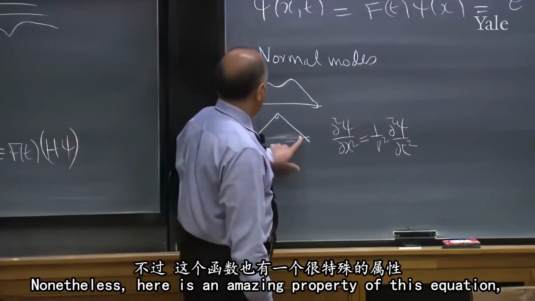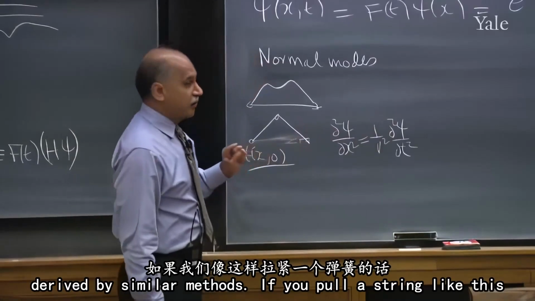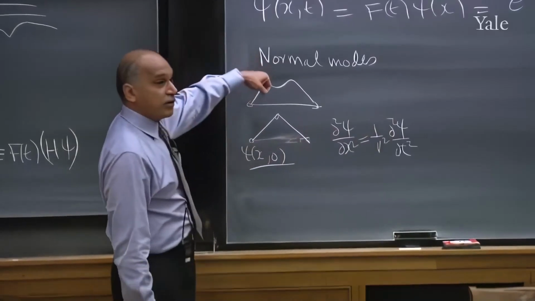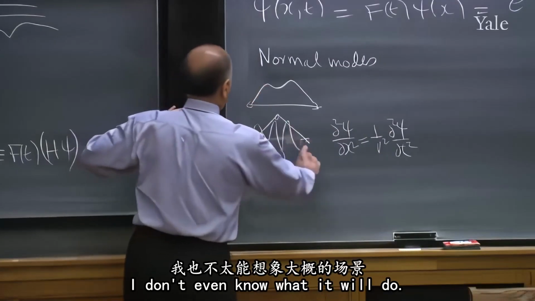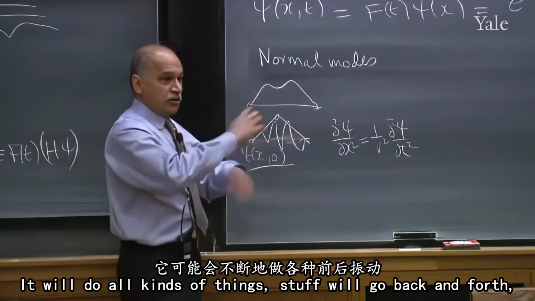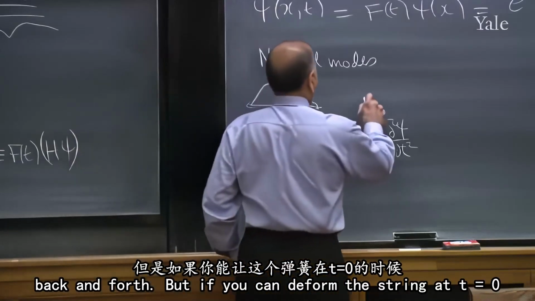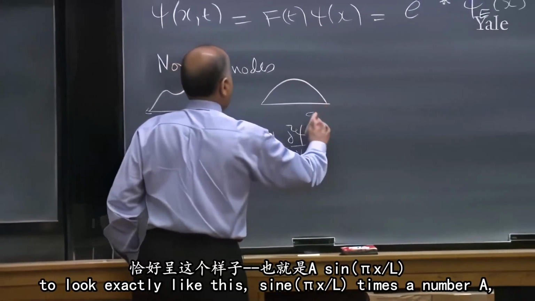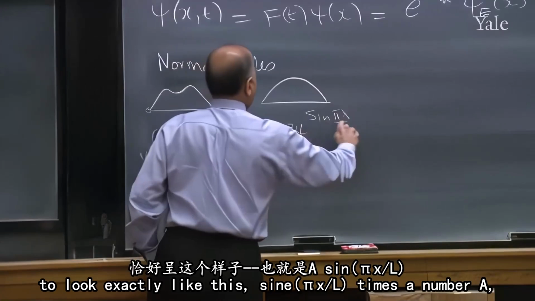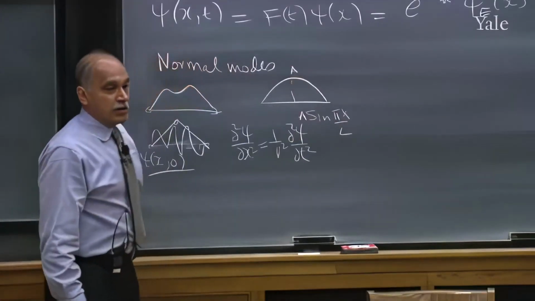Nonetheless, here is an amazing property of this equation derived by similar methods. If you pull a string like this and let it go, it will go crazy when you release it. I don't even know what it will do. It will do all kinds of things. Stuff will go back and forth, back and forth. But if you can deform the string at t equal to 0 to look exactly like this, sine pi x over L times some number a, that's not easy to do.